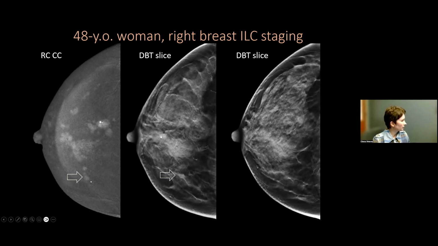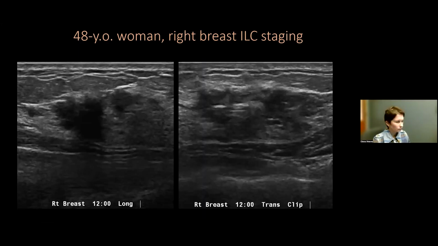So on this image, the most medial enhancing mass of this whole area of multiple masses and non-mass enhancement, when we are doing a DBT, it actually looks like there might be a little mass. On the right, there's a DBT slice at a different level, and it probably correlates to this most lateral enhancing mass on the craniocaudal view. So DBT can be helpful to actually find the underlying correlates.